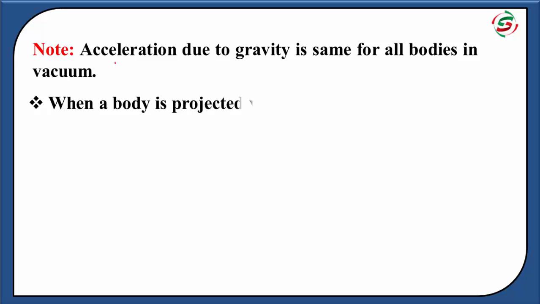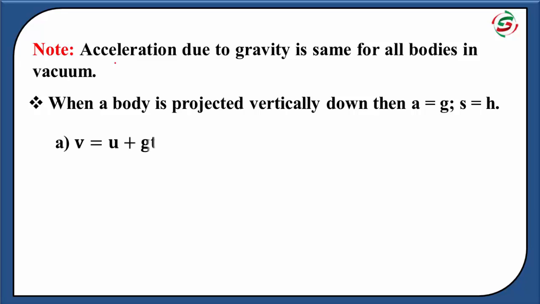All bodies in vacuum. And then when the body is projected vertically downward, a equal to g and s equal to h, therefore the equation v is equal to u plus at becomes v equal to u plus gt.